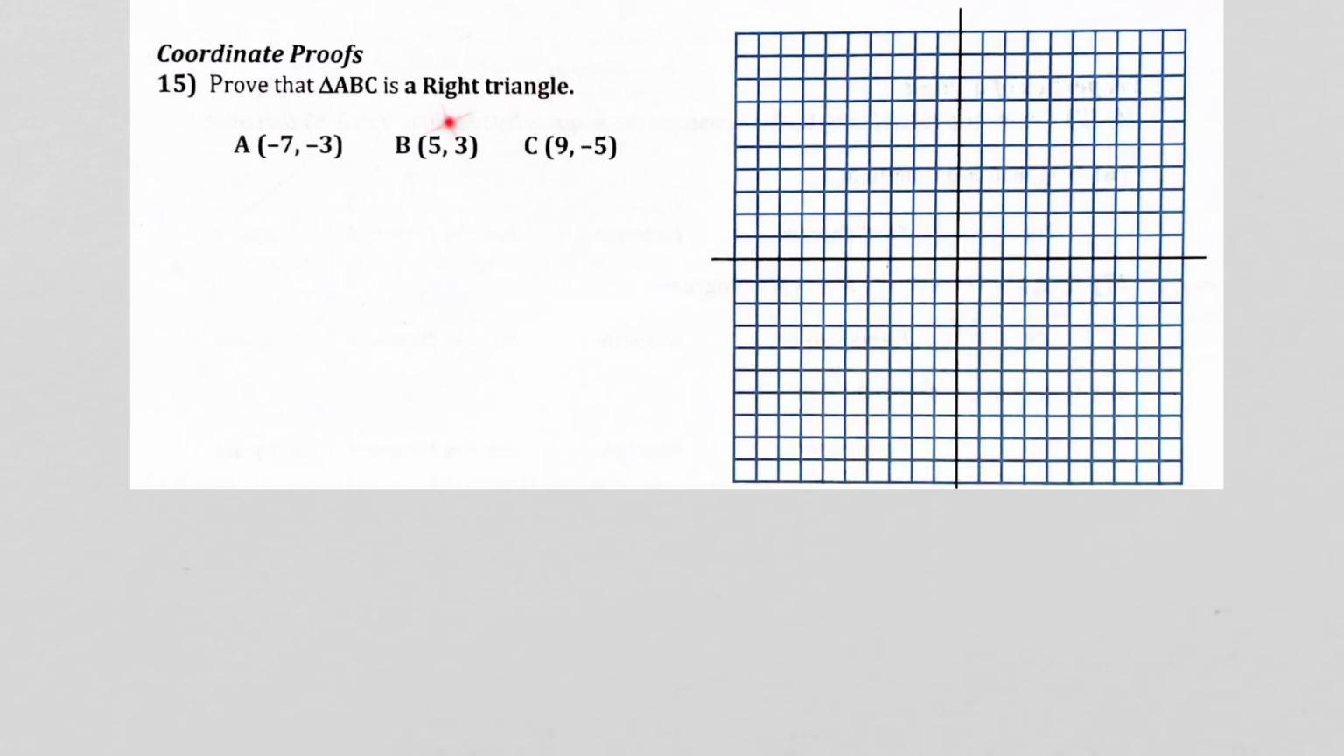Okay, first thing we're going to do is we always graph it. So (-7, -3) is 7 to the left and 3 down. That's point A. (5, 3) is 5 to the right and 3 up. That's point B. And C is 9 to the right and 5 down. 1, 2, 3, 4, 5 right there. That's point C. So let me label these. This was A, B, and C. And then I'm going to grab my ruler and connect those points.